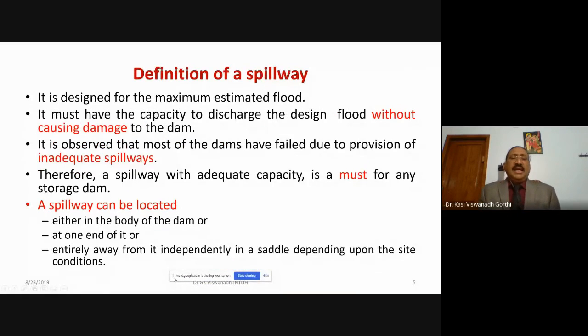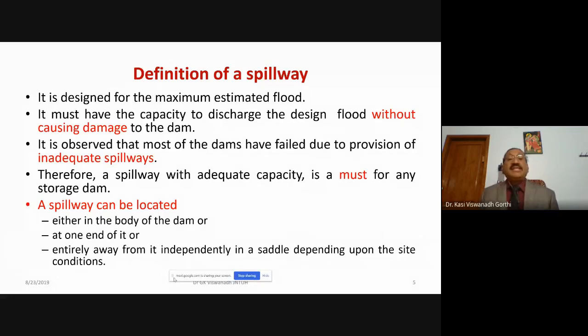The spillway is designed for the maximum estimated flood. I'd like to draw your attention once again. What do you mean by this maximum estimated flood? So first of all, flood water, when entering into the reservoir, we try to store the water. We try to store the water till such time it reaches the maximum water level, MWL, or nearer to that.